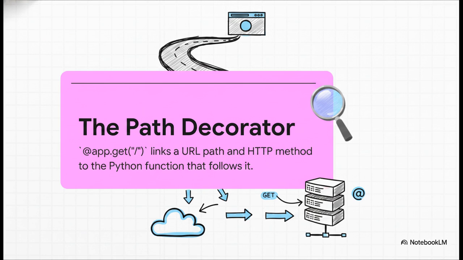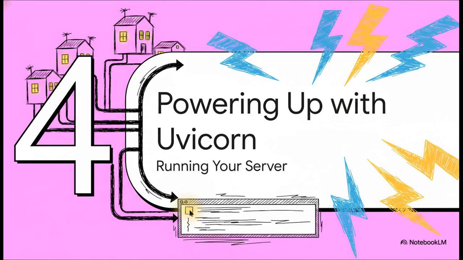So this whole line is a simple instruction. Hey, FastAPI, when someone sends a GET request to the homepage, run the function that's directly underneath me. It's basically the signpost that directs all your web traffic. So we've got the blueprint, we've got the structure, but there's no power. That's where Uvicorn comes back in. It's time to fire this thing up.